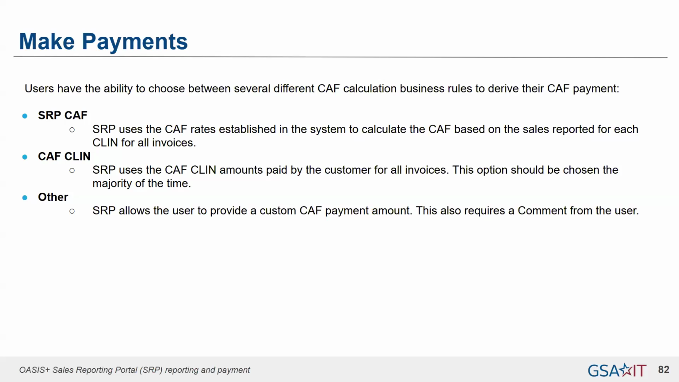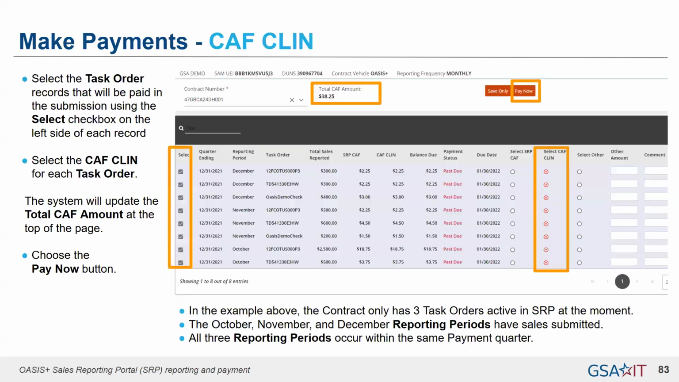CAF CLIN is what you charge to the customer. The customer remitted that CAF to you, and you as the contractor forward that CAF onto us. That's why CAF CLIN makes the most sense. SRP CAF is just a system-calculated CAF that should match the CAF CLIN, but when in doubt, CAF CLIN is the way to go. Another is a special situation if we need to make adjustments, which I hope we never have to do again. We have those options here, and you see CAF CLIN is the radio button you choose.